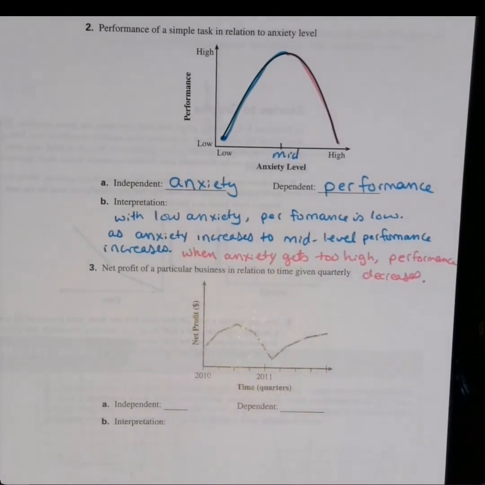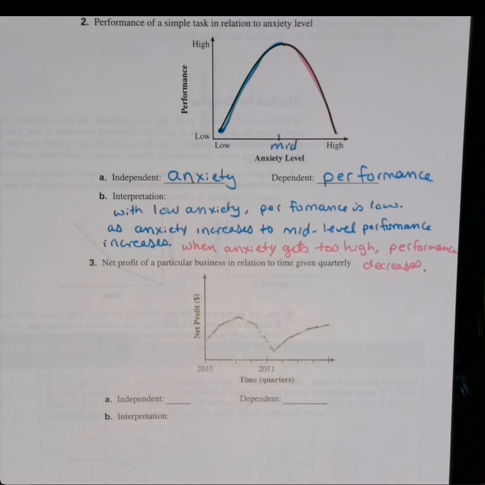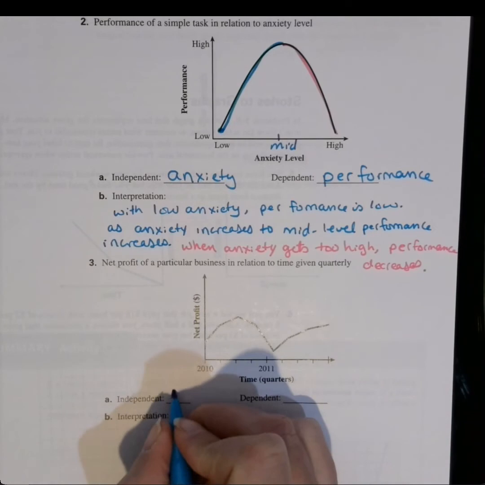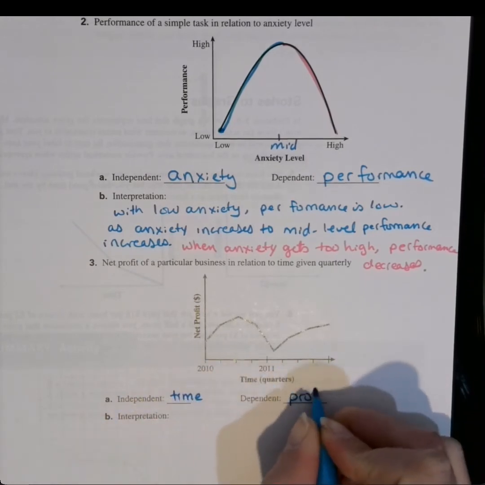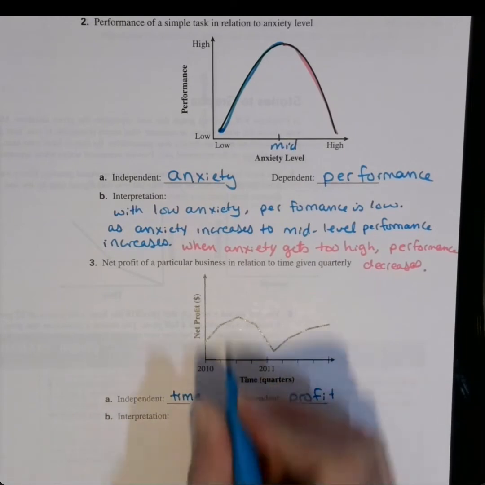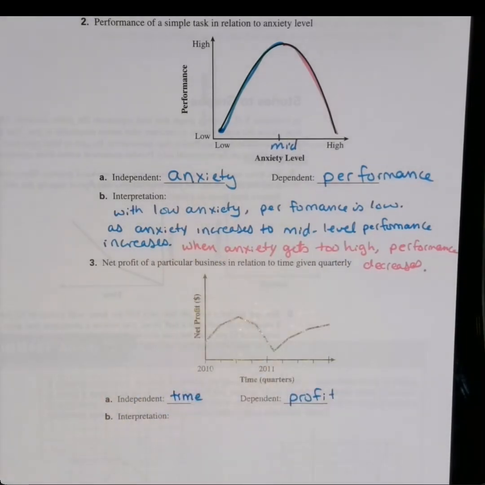So a couple more situations to look at here. The next one is on net profit for a particular business in relation to time, given quarterly. So our independent is time, and our dependent is that net profit. Independent, dependent. So interpretation. Okay, so I'm going to say it out loud first because I might be able to say more out loud than I can capture in writing.